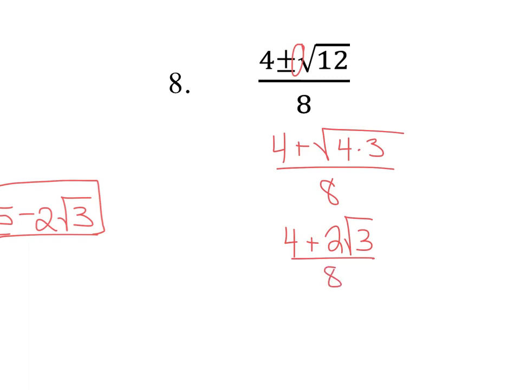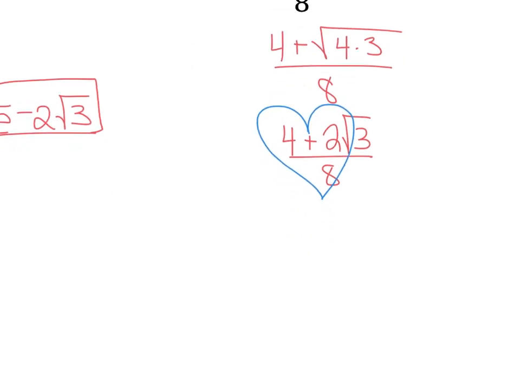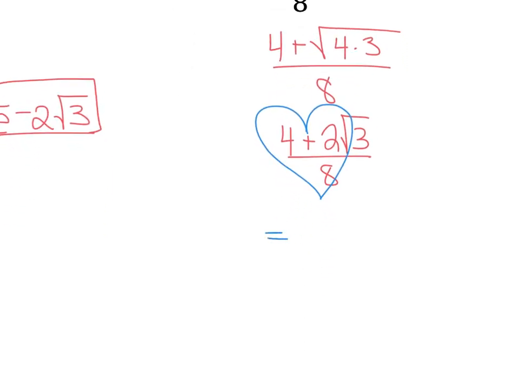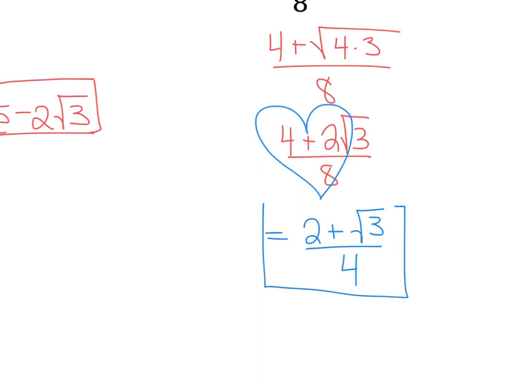Draw your heart. Do 4, 2, and 8 have any factors in common? They sure do. They have a 2 in common. So I take out a 2, so it's going to be 4 reduced by 2 is 2. 2 divided by 2 is 1. I don't need that placeholder of 1. Again, if I put it there, it's not incorrect, but it's not necessary. And then 8 divided by 2 is 4. So my final simplified answer is 2 plus the square root of 3 all over 4.